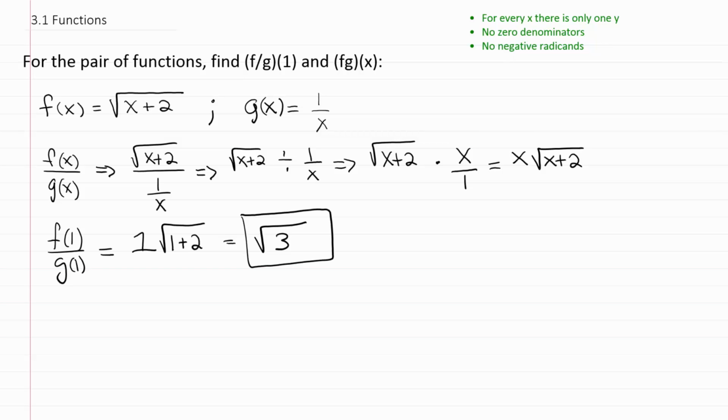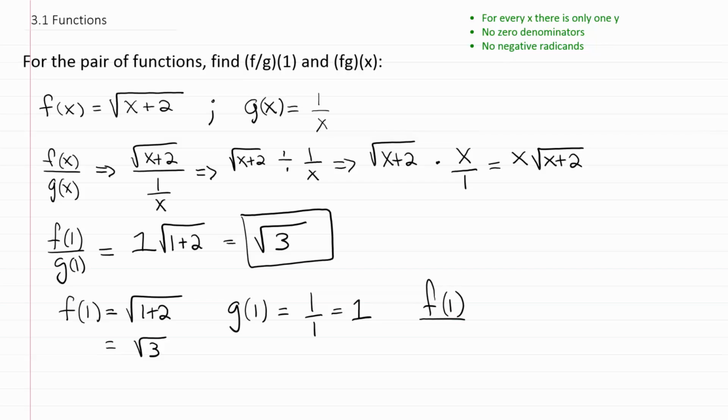Now we can actually get this answer a little bit easier by first evaluating each function at 1 and then dividing them. So, for example, you can do f of 1 to get the square root of 1 plus 2, which is the square root of 3, and then you can do g of 1 to get 1 over 1, which is just 1. And then following the format, f of 1 divided by g of 1, we're saying take this answer, the square root of 3, and divide it by the answer here, which is just 1, and you get the same answer we got before. Perhaps a little easier though.